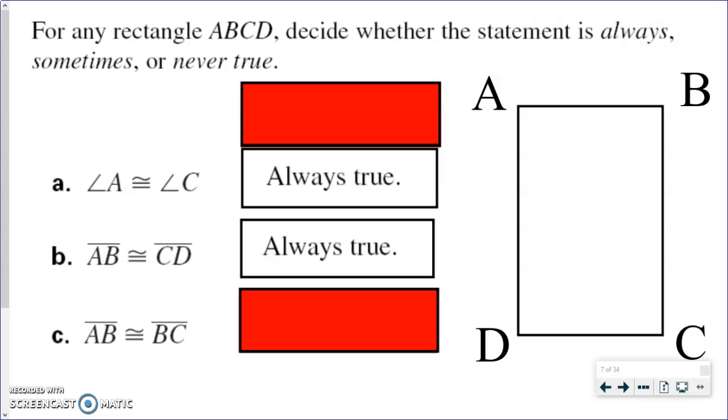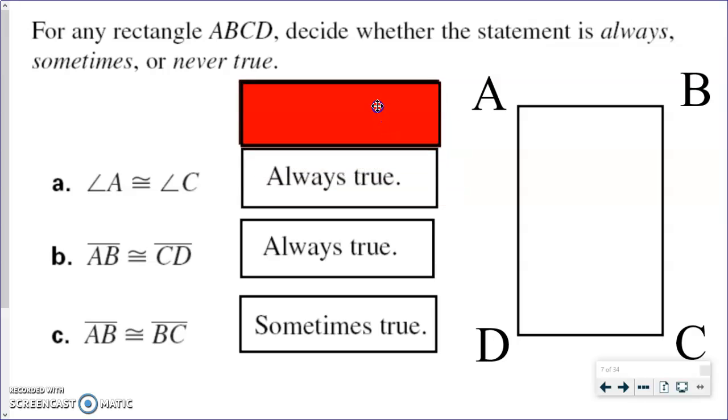so obviously it's not always true because this is a rectangle and they're not congruent here, but could it be true? Or is it never true? Well, that one is sometimes true. It's possible, it doesn't always happen, but it could happen.